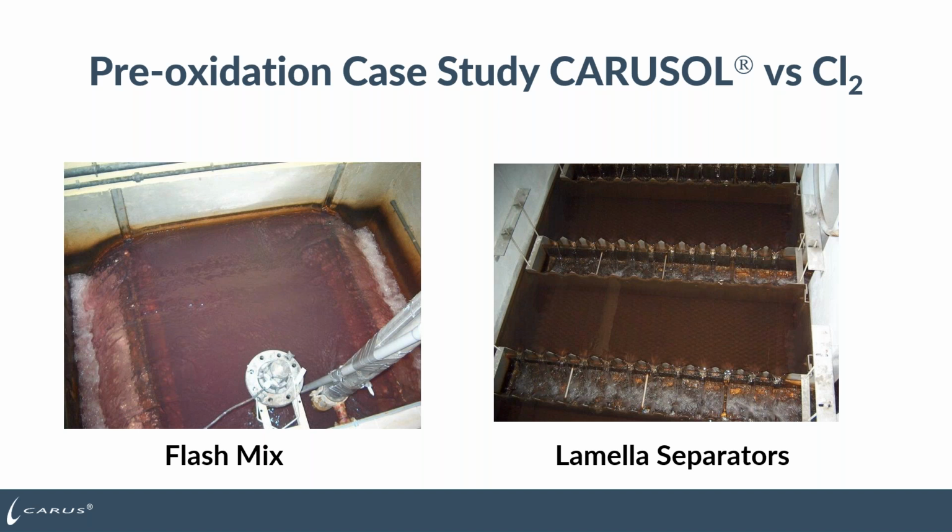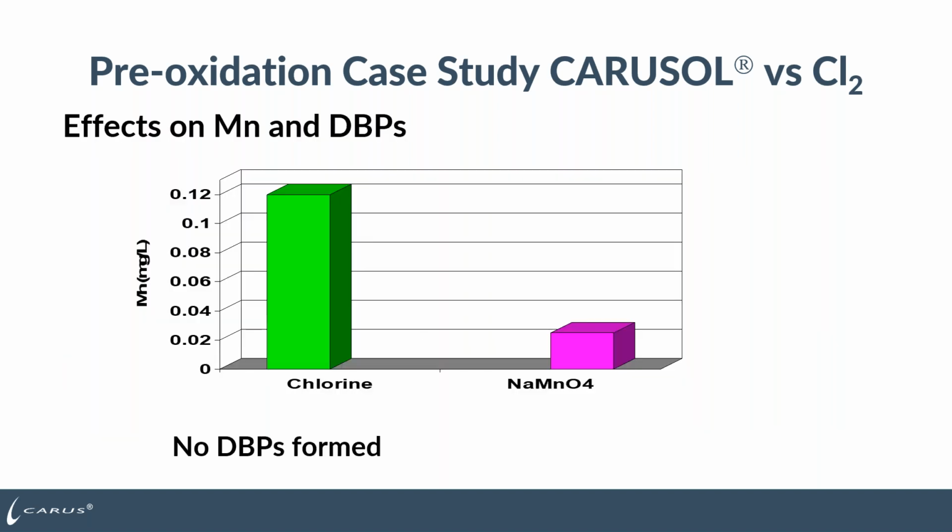They then went from that stage to lamella separators, and then from that step they went to their filters in their plant. But as you can see, we're adding permanganate at the very front of the plant, and then you've got very clean water coming out of the back of the plant at the lamella separators, because all those solids have been removed through the process.